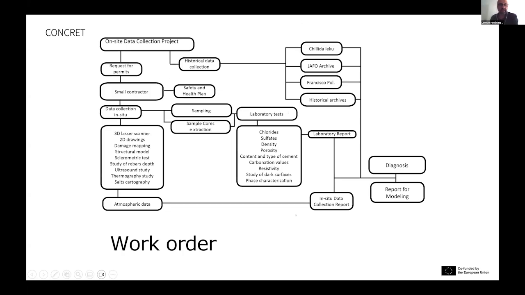This is a chart of all the things we did. So for the on-site data, we requested permits, we hired a small contractor, and then we did a 3D laser scanner, which is paramount in these cases because the plans are not flat. So you have to do something to actually draw a volume. With that, you can do a damage mapping. We did a structural model just in case it didn't work or had some problems that we didn't see. We did a sclerometric test for all the surface.